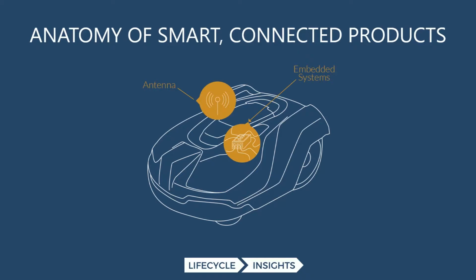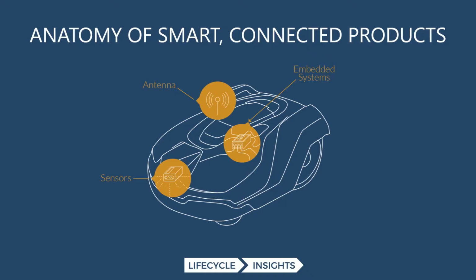Next, you have antennas. So basically that connects the embedded system and other ECUs, mini computers on the product, with the Internet of Things. And that's how you get the connected aspect of the product. This communicates a lot of data back and forth. Sometimes it even gets instructions from an IoT platform.